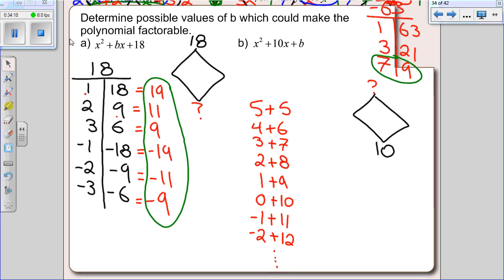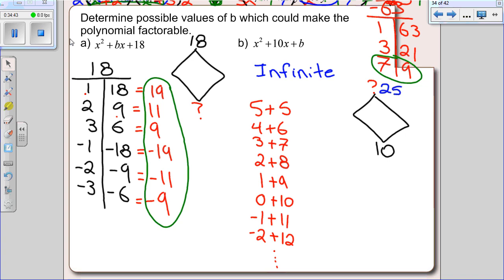If they asked me for an example, then I would say, well, 5 plus 5, if I was to multiply, that would be 25. That's one example of an answer. But I have an infinite number of answers. This one says how many, so determine the possible values. So this one has an infinite number. If it said 6 for the first one, there's 6 possible answers.